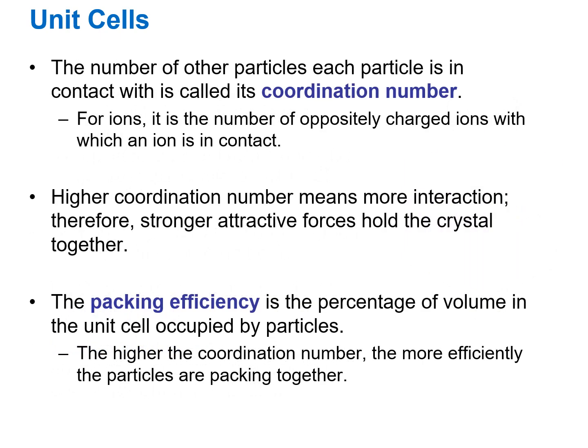Now, because these unit cells are repeated throughout the crystal, there's a couple of concepts that we need to address. One of them is how they go about making contact with other unit cells and how efficiently they are packed together. So the number of other particles each particle is in contact with is called a coordination number. The higher the coordination number, the more interaction the particle of that unit cell is having. And that means the stronger attractive forces there are that are holding that crystal together. Now, when it comes to packing efficiency, this is the percentage of volume in the unit that is occupied by particles. And the higher the coordination number, the more efficiently the particles are packing together.